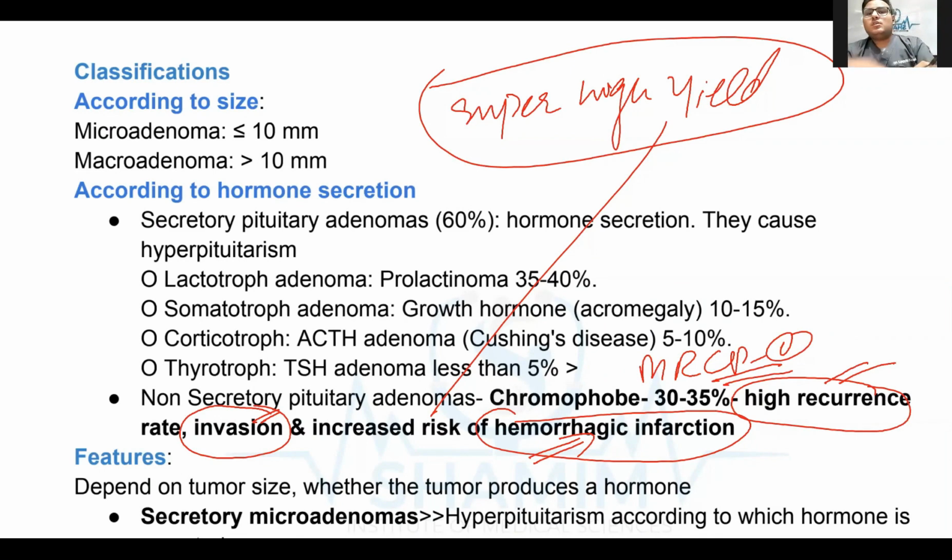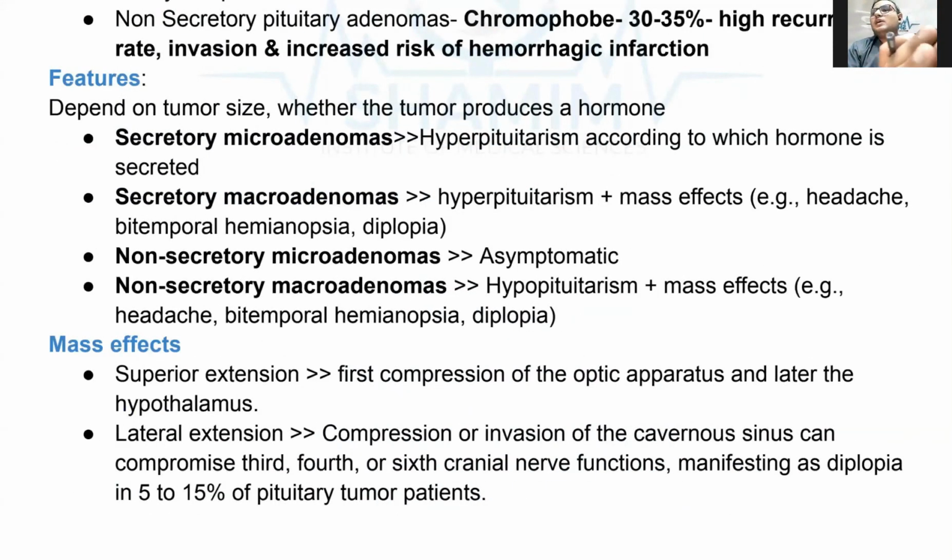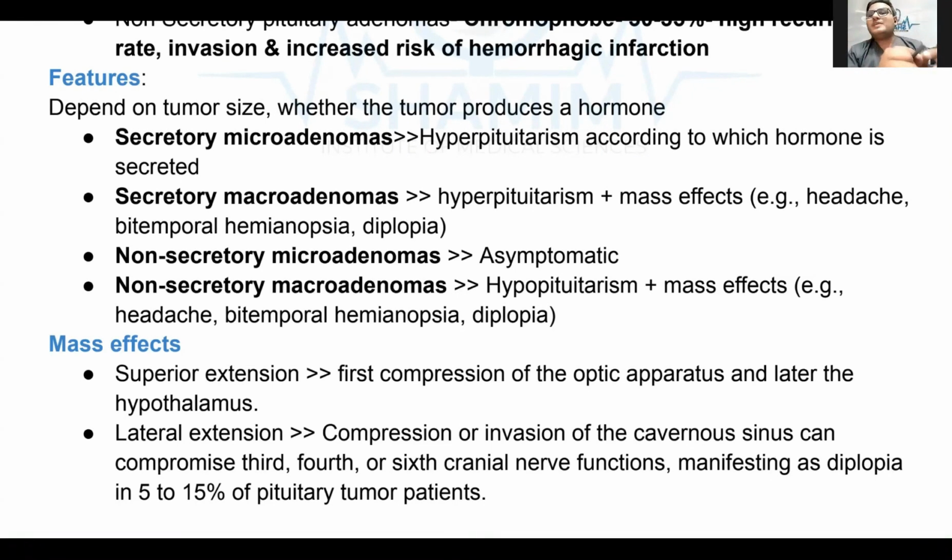Next, we will discuss the features of pituitary adenoma. Features depend upon the tumor size and the hormone that is secreted. We have classified pituitary adenoma on the basis of size, either microadenoma or macroadenoma. Less than 10 millimeter is micro, greater than 10 is macro. And next, we have classified on the basis of secretion, either secretory or non-secretory. So on the basis of size and hormone production, we will divide the different features.